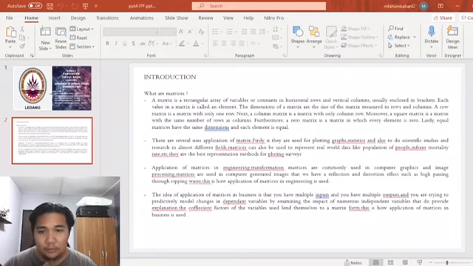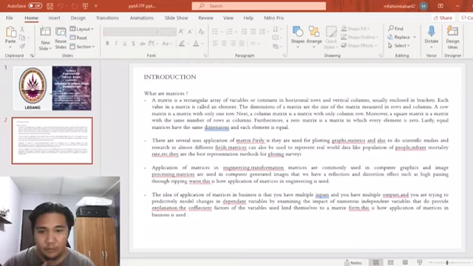Next, there are several applications of matrices. Firstly, they are used for plotting graphs, statistics, and also to do scientific studies and research in almost different fields. Matrices can also be used to represent real-world data like population of people, infant mortality rate, and so on. They are the best representation method for plotting surveys.